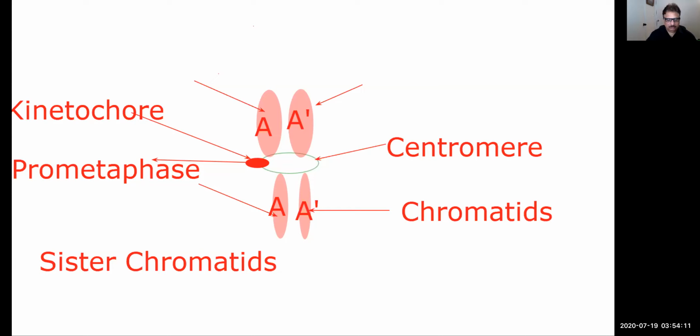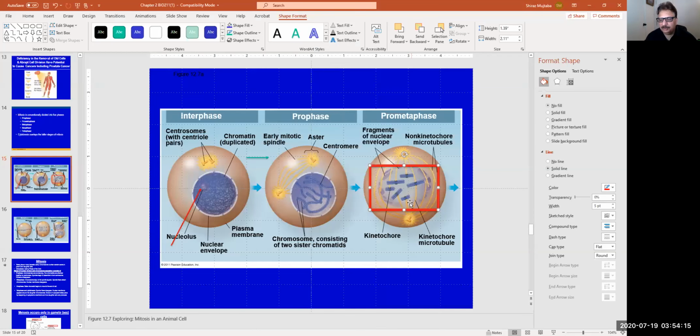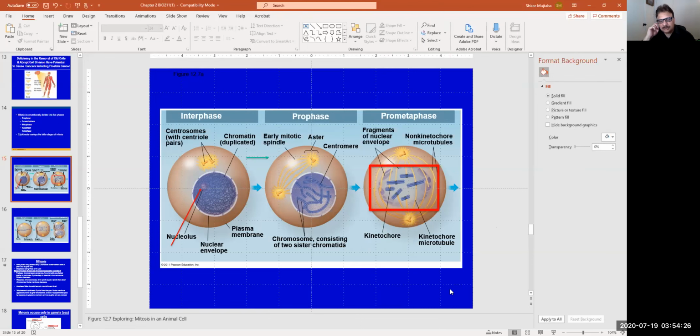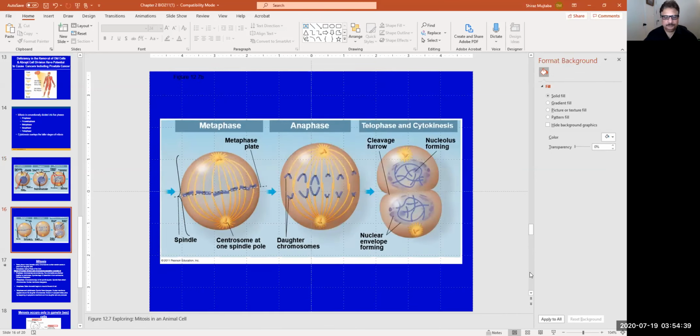So let's go back to that slide. You see here, the spindle fibers go and attach to a knob-like structure called the kinetochore. So the chromosomes that were floating in the nucleus get attached to spindle fibers. Okay, so let's see what happens in the next stage.